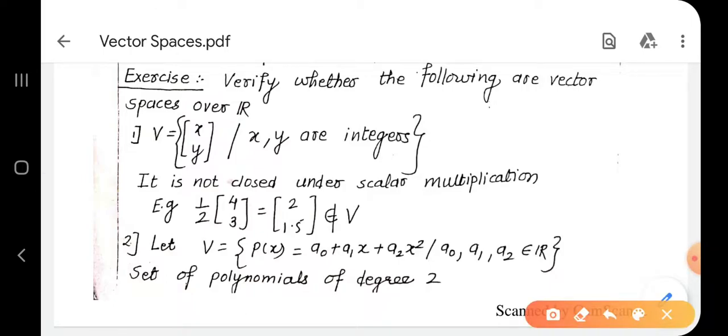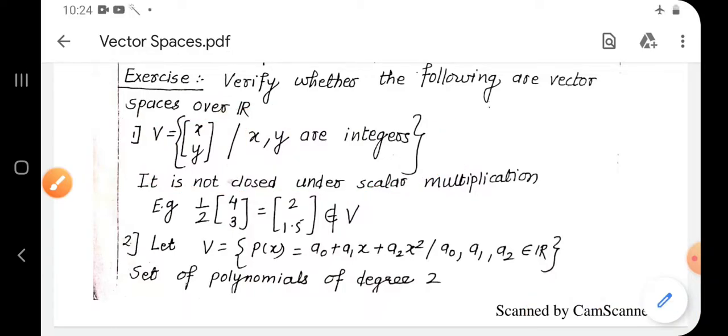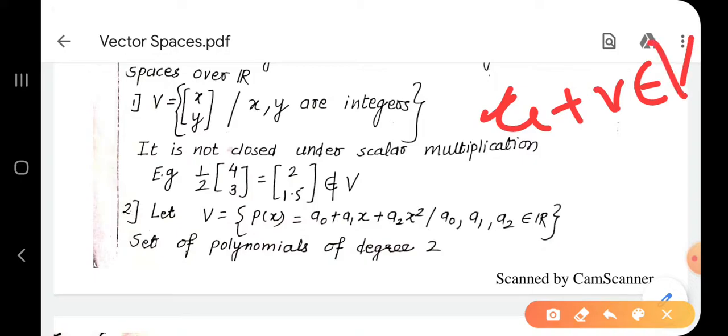Here the next example is to verify whether the following sets are vector spaces over R. Given V is equal to the matrix (x, y) such that x and y are integers. These elements x and y must be integers. We know the integers, so we will check here. What is our first property? Our first property is u plus v belongs to V. Yes, it is always satisfied. You can check all addition properties must be satisfied here.